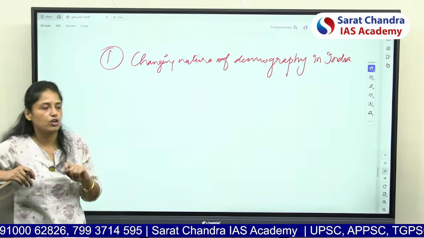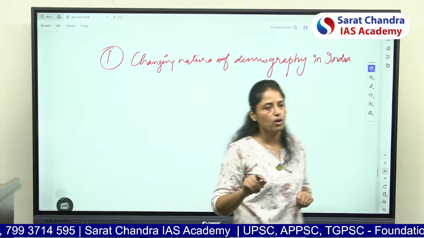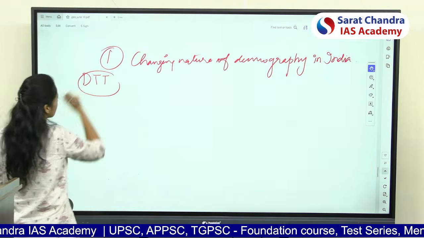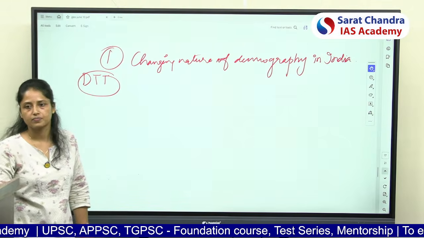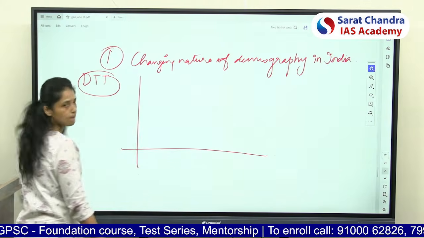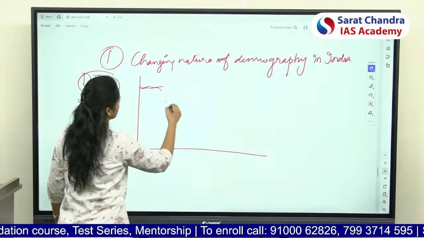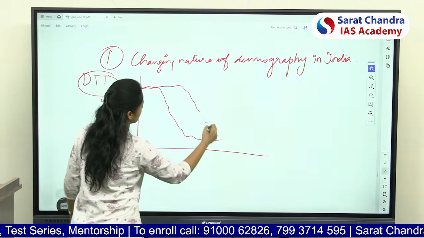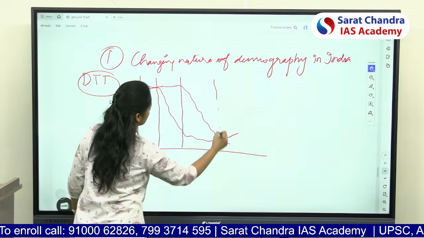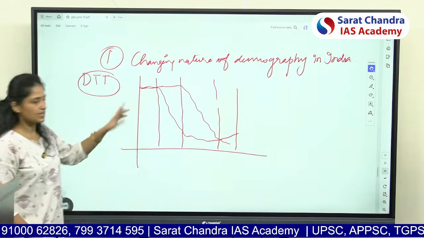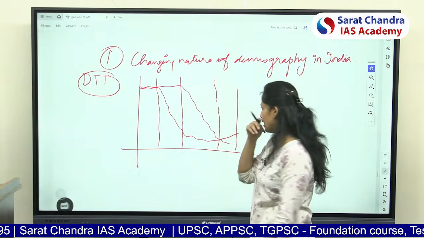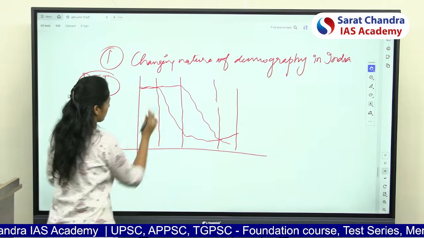Now in this changing nature of demography, one value addition you have to do on any question of population, you have to add a very basic, very simple theory, that is demographic transition theory. So what happens in demographic transition theory? Here this is a basic graph. You can see it from Google or any book. I am making a rough diagram. So in demographic transition theory, basically this is a graph.